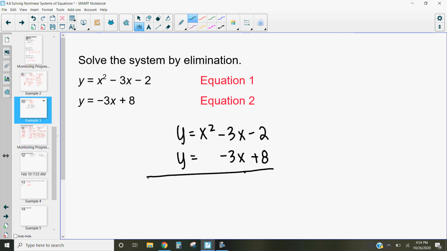Now, eliminate means get rid of. And when we think of getting rid of something, I think of subtracting. So when we use elimination, we're going to take our first equation and subtract our second one from it. So I'm going to subtract this right here, and we're going to subtract every piece.